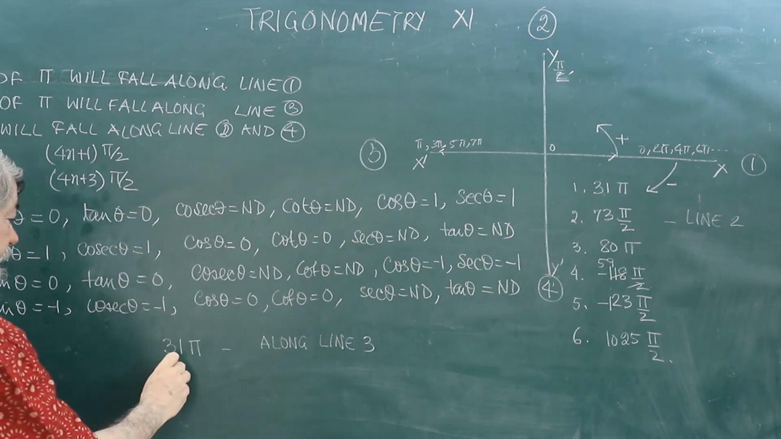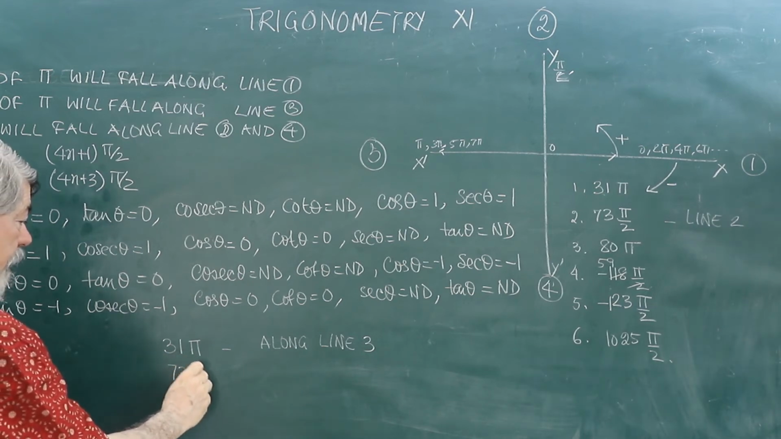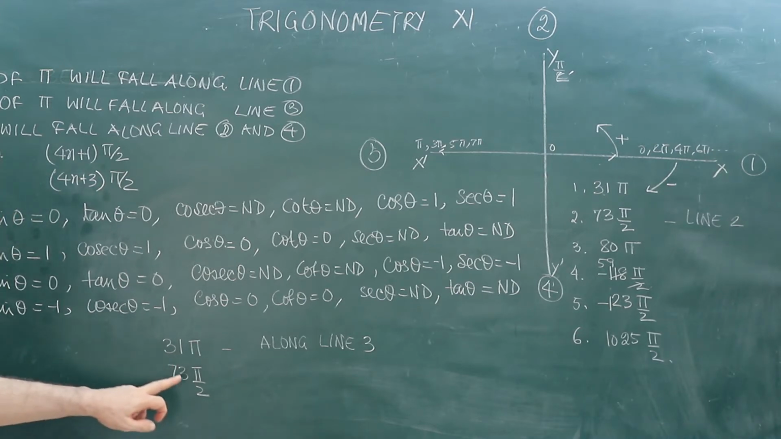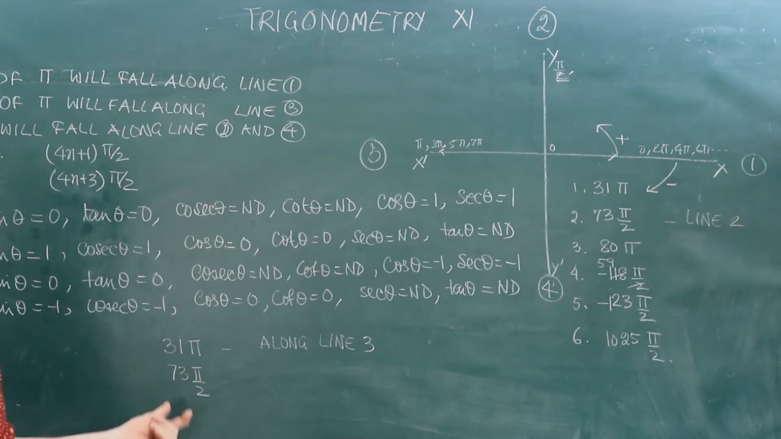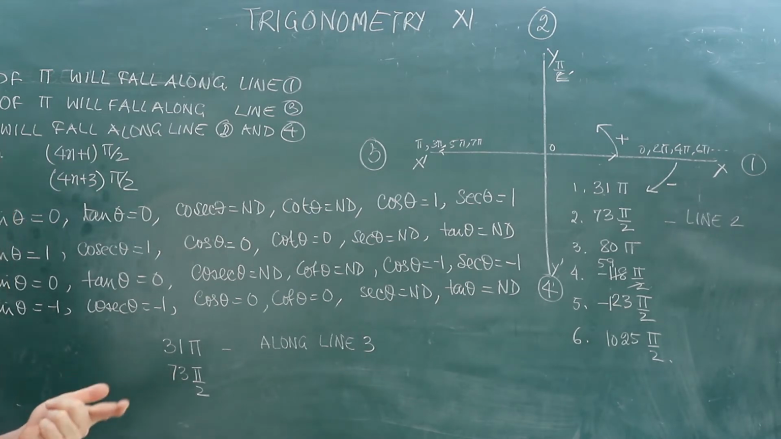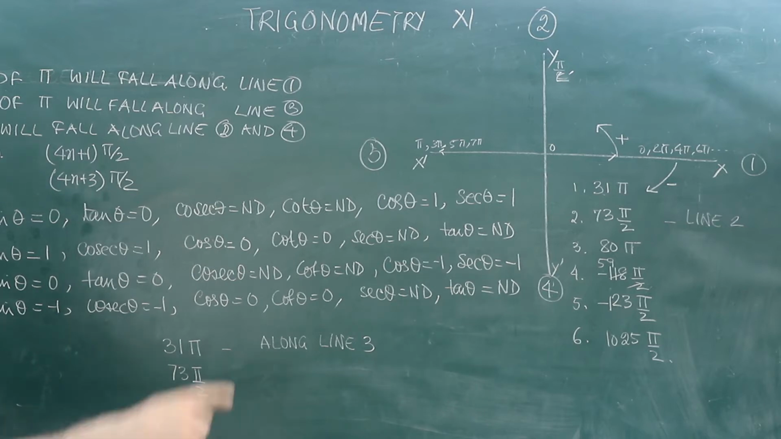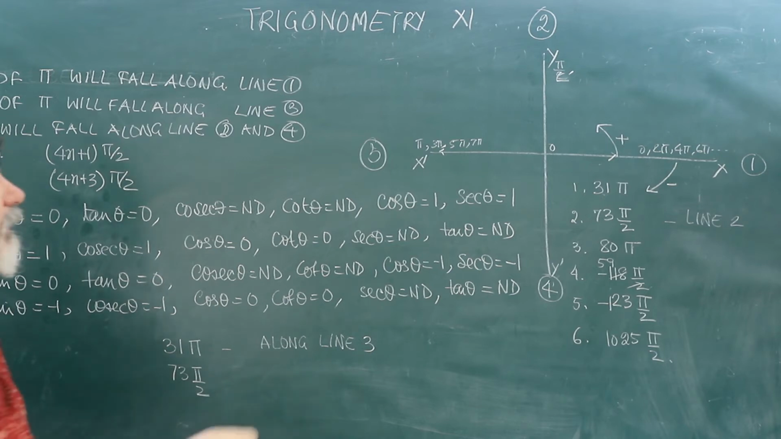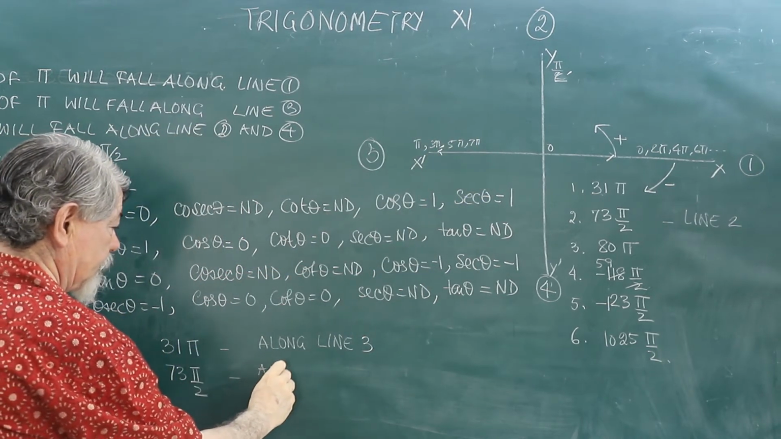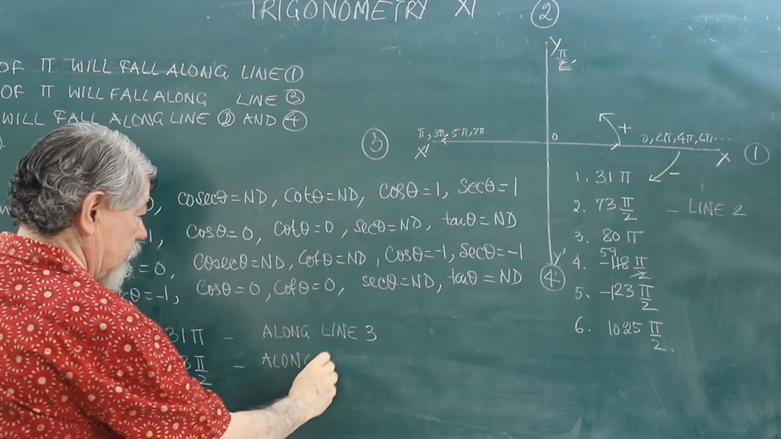If I have 73 pi by 2, it is an odd multiple of pi by 2. Now what is the question? 73 we divided by 4, we got the remainder as 1, and we said when we get the remainder 1, then it will fall along line 2.